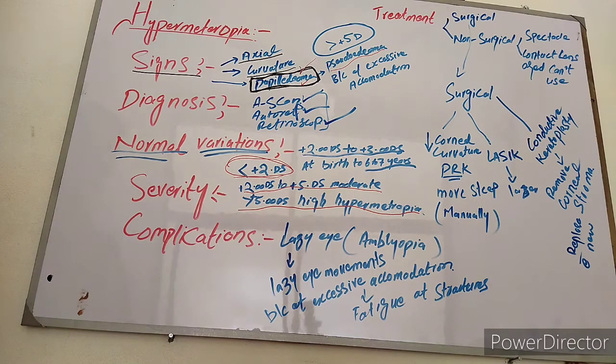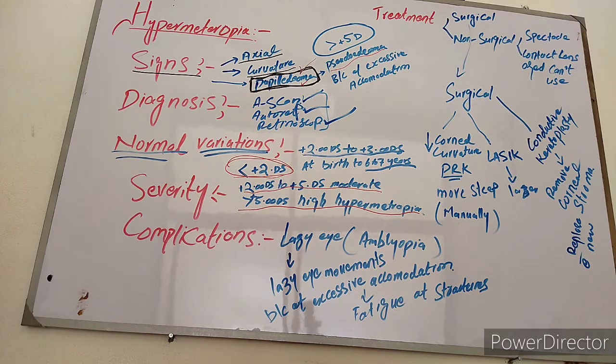This is amblyopia. In this case, mostly the child develops amblyopia in one eye, and the child ignores this because they don't know, because they continue to see with the other eye. Then amblyopia develops in their eyes. This is the most important complication of hypermetropia.